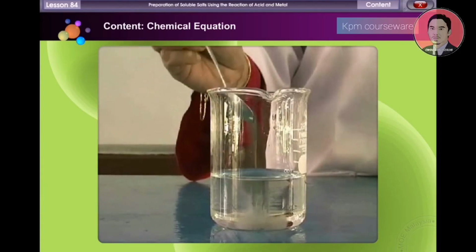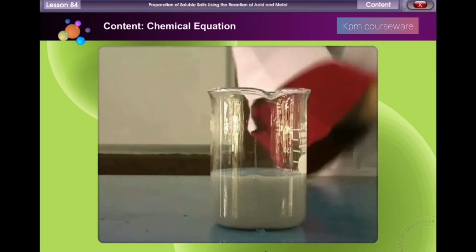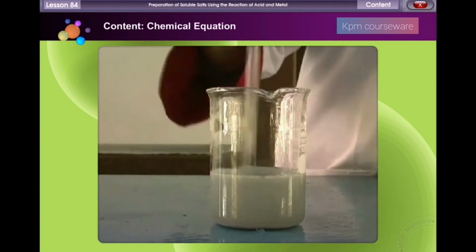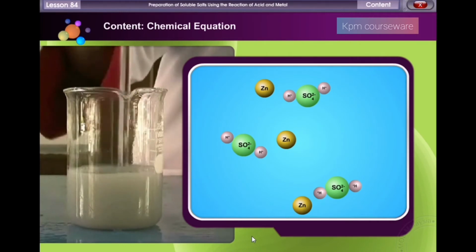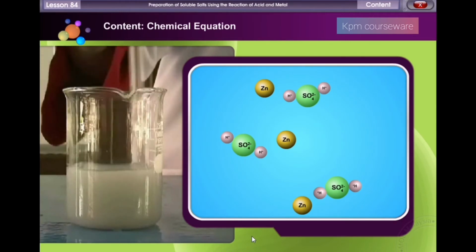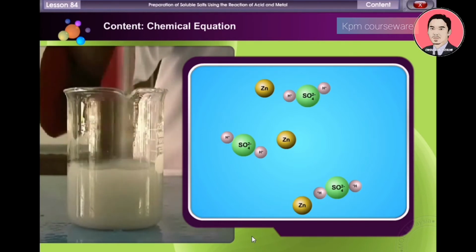Let us observe a part of the video from the previous experiment on the reaction of zinc and sulfuric acid. From this animation, we are going to learn how to write a chemical and ionic equation for the reaction in the preparation of zinc sulfate.